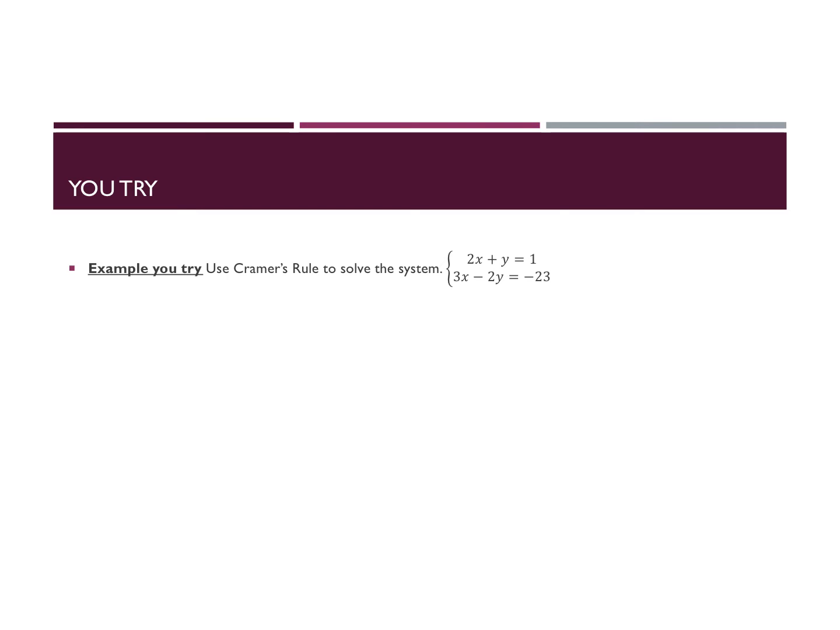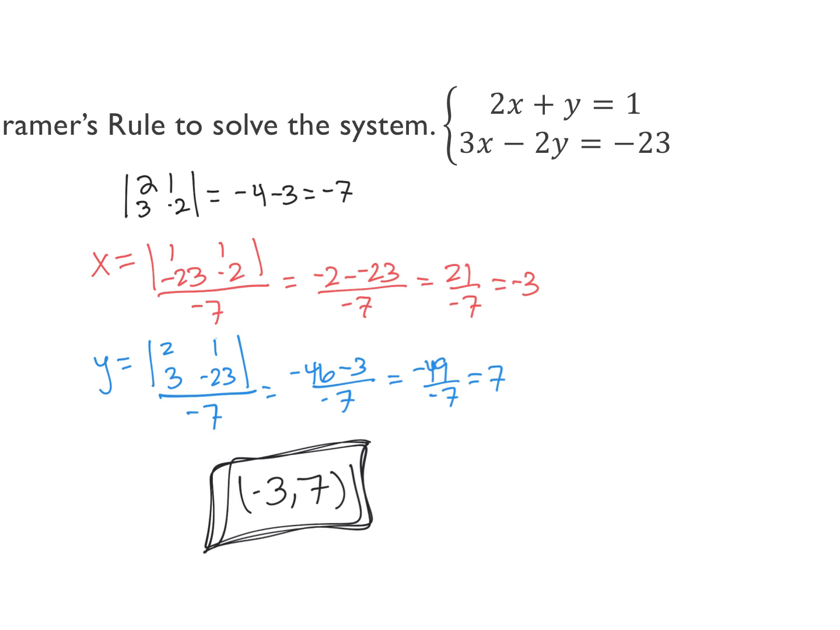Take a minute or two and try this example you try. Okay, so hopefully you found the solution for the you-try to be x is negative 3, y is 7.